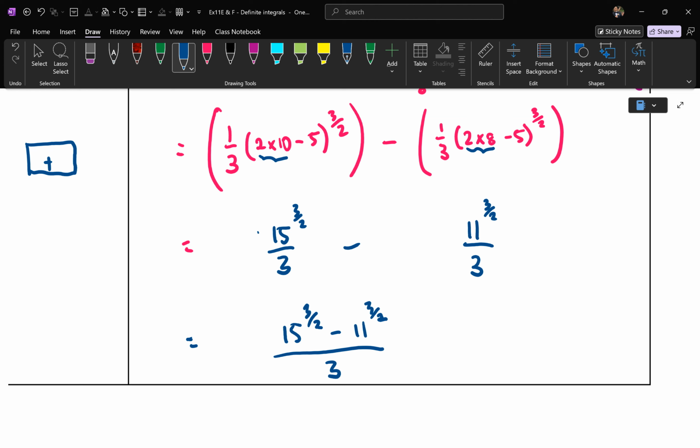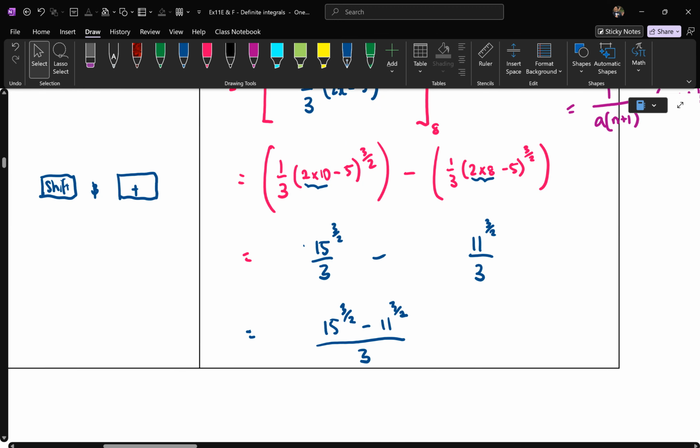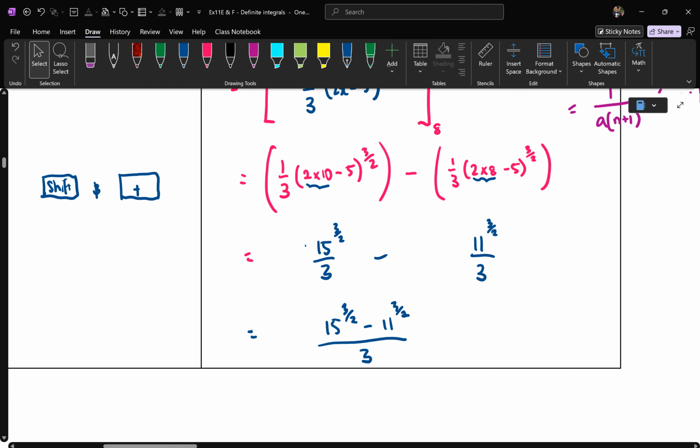Can I simplify 15 to the 3 on 2? That's like the square root of 15 and then cubing it, which is 15 times the square root of 15. Oh, that's kind of nice. Minus, yeah, I think that's as simplified as you get, unless you use a calculator to get the decimals. Did you get a more simplified version? No. I think that is the best you can do.